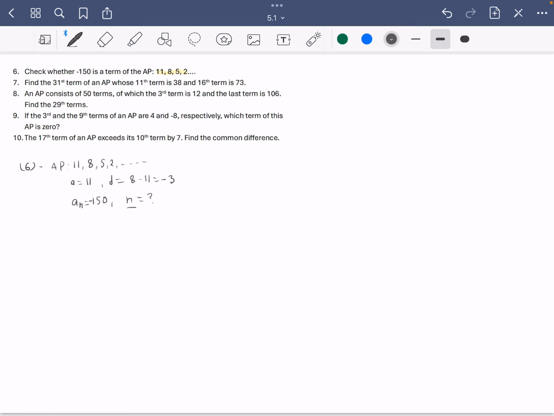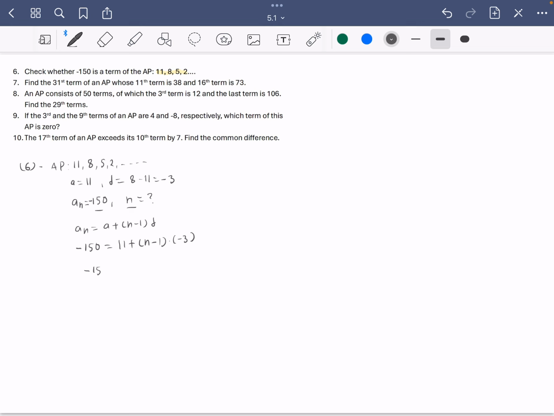So if it's a term in the AP, then it should follow that an, that is the general term of an AP, is a plus n minus 1 times d. That means it should follow this rule, or we should be able to put this in this formula. So it should be negative 150, a is 11 plus n minus 1, that's what I have to find out, n times d is negative 3.